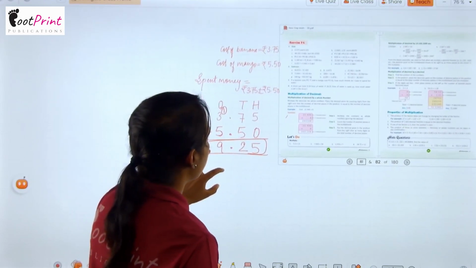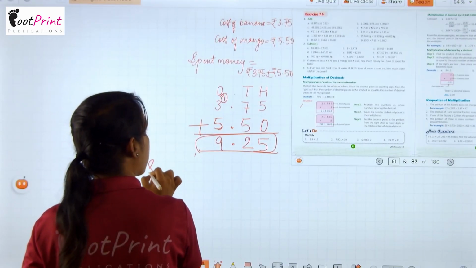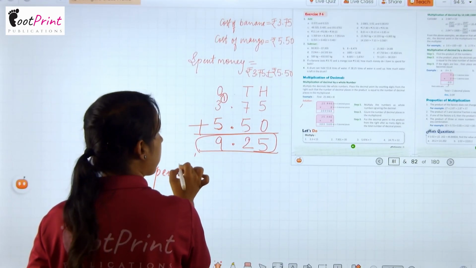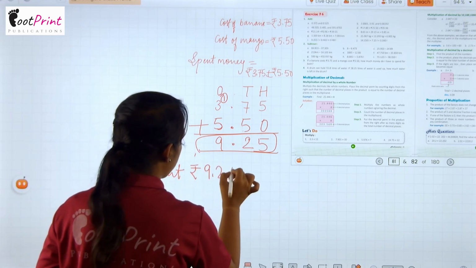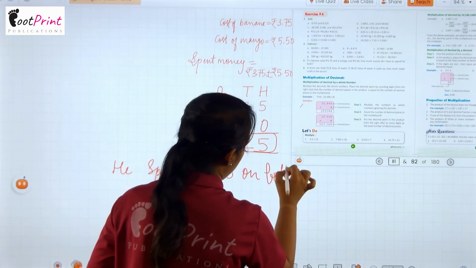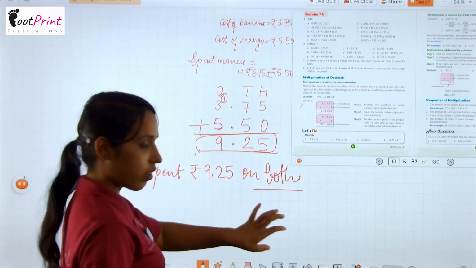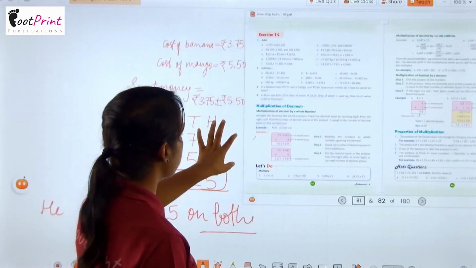So we can write here, he spent 9.25 rupees on both banana and mango. Okay. So just like that you can solve this question. Okay. Next we have question number 4.